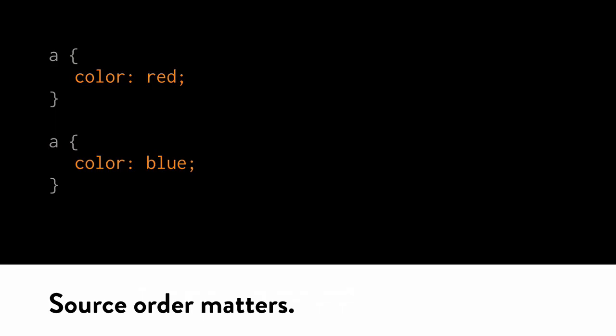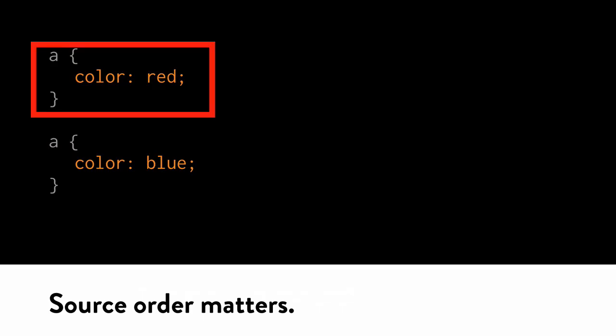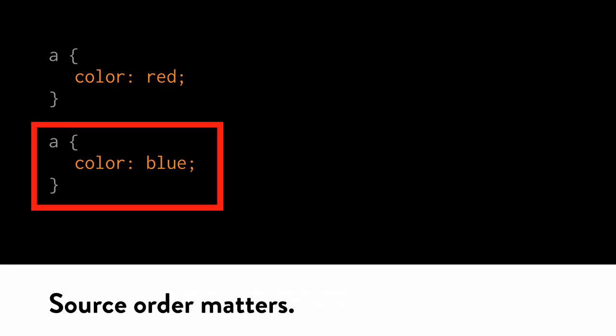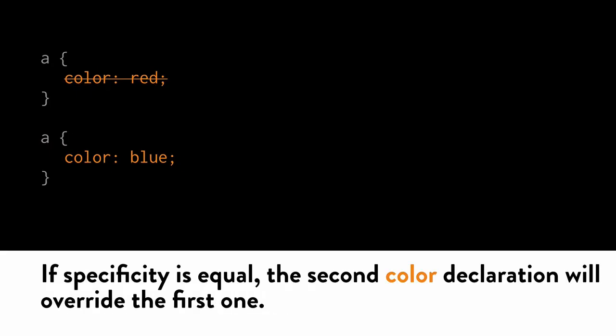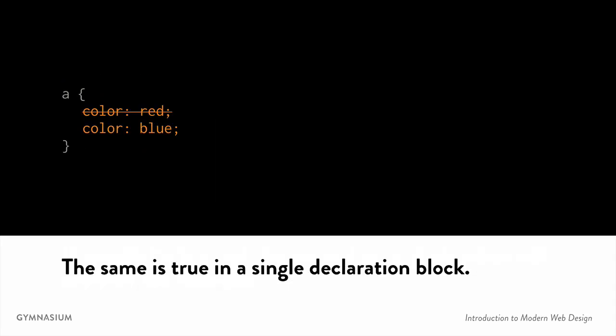Maybe we forgot that we already assigned a style to anchor elements. So here we have one defining a color of red and one defining a color of blue. When this is the case, when that specificity is equal, the second declaration will override the first one. So the color assigned to all of the anchor elements would be blue. The same thing is true if you had a single declaration block containing these two declarations. Now again, you wouldn't see this very commonly, but there are specific instances where this can be really handy.